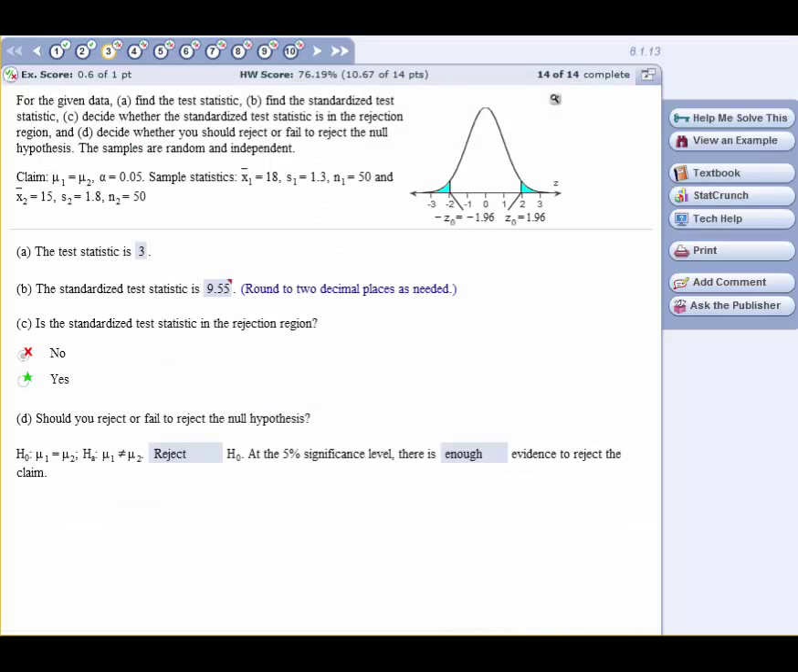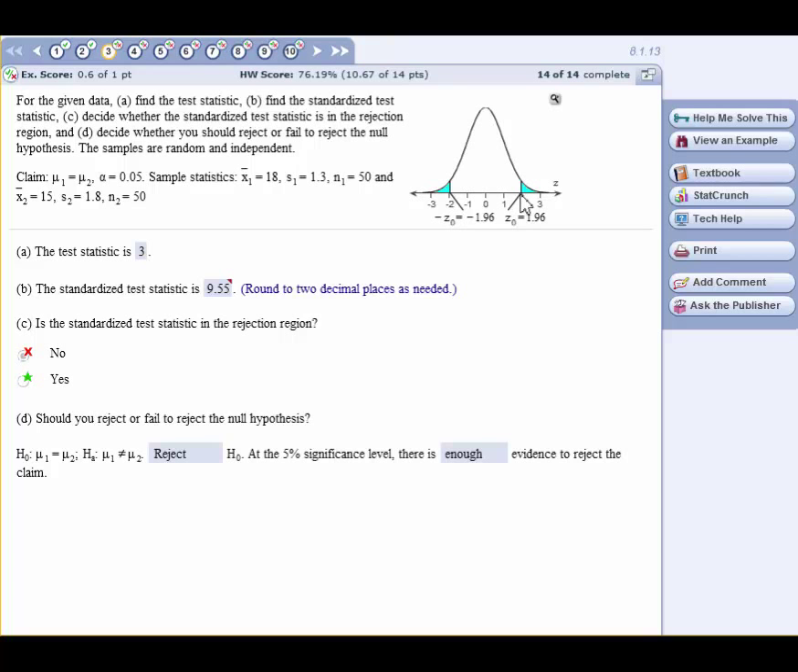All right, we're back in my stat lab, and I brought over the standardized test statistic of 9.55 after rounding to two decimal places. We already had the test statistic, 3, and the question is, is the standardized test statistic in the rejection region? Well, what is a rejection region? Well, they gave us alpha 0.05, and we could go into a standard normal table and pull out the z-critical values, which would establish the rejection zone. But they've given it to us in this diagram over here, our normal curve, and we see that the z-critical goes from minus 1.96 to plus 1.96.